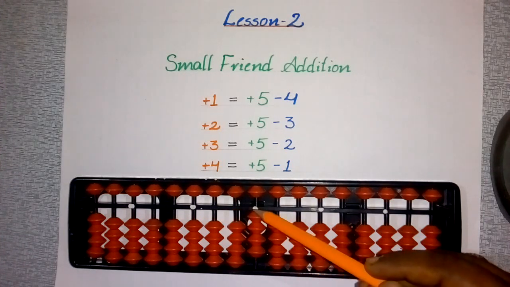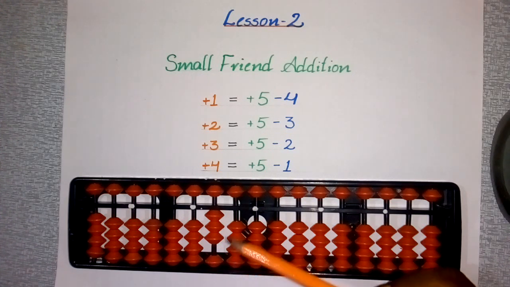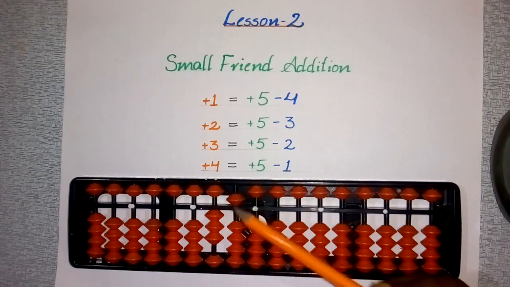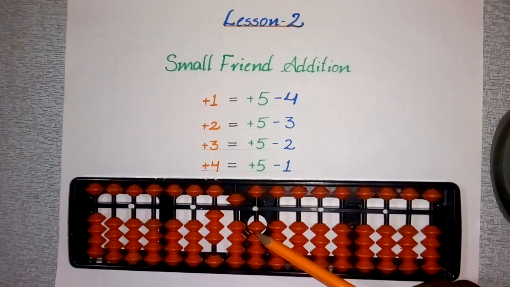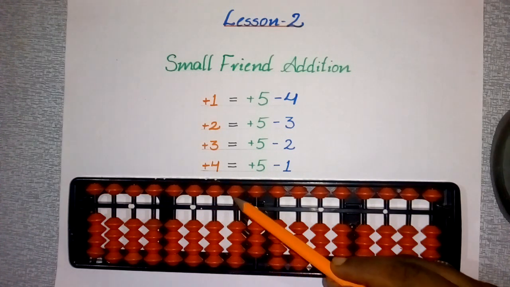Again we have to take the number 354. That means 3 in the hundreds digit place, that is 1, 2, and 3. 5 in the tens digit place, and 4 in the ones digit place: 1, 2, 3, and 4. Then what is the number? 350 plus 4, 354.